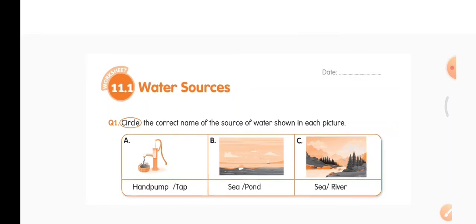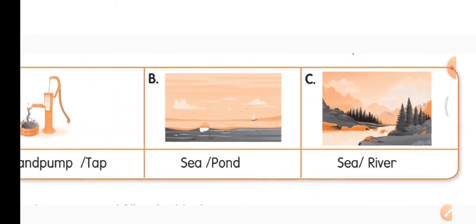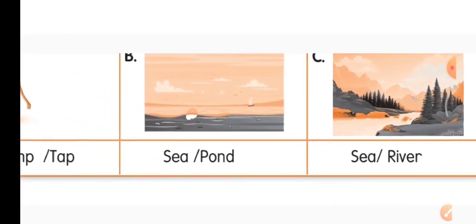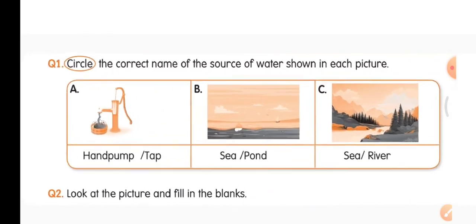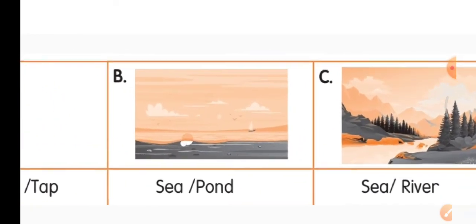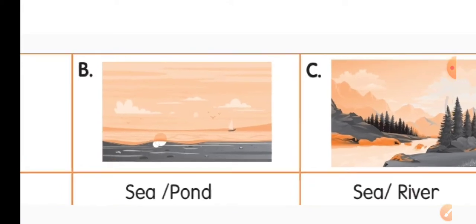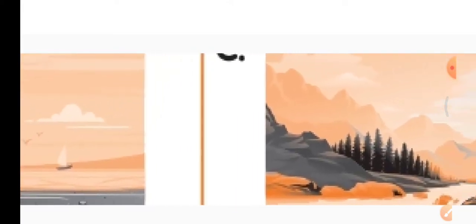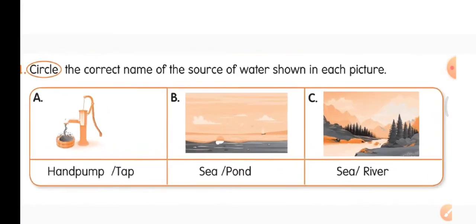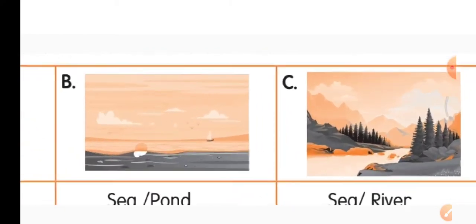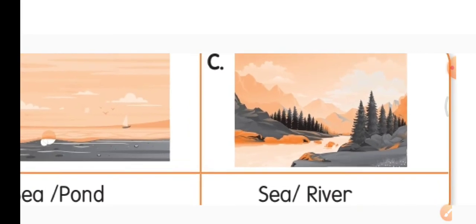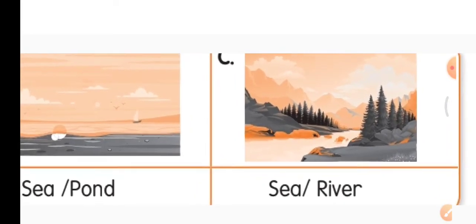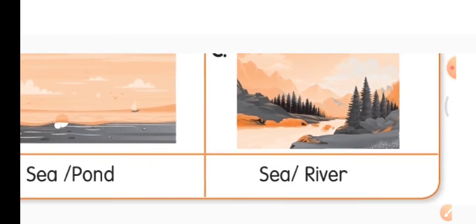The second picture here. Is it a sea or a pond? It is a sea because we know that a pond is covered with land on all sides. Sea is a very big water body. In the picture they are showing us a very big water body, so this is a sea. Now, in the third picture, is it a sea or a river? We learnt just before that a river is a long flowing water body which has land on two sides. So, this picture is a river.